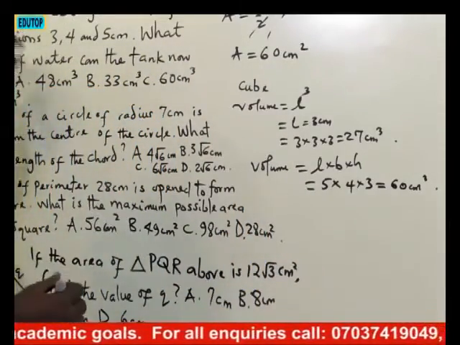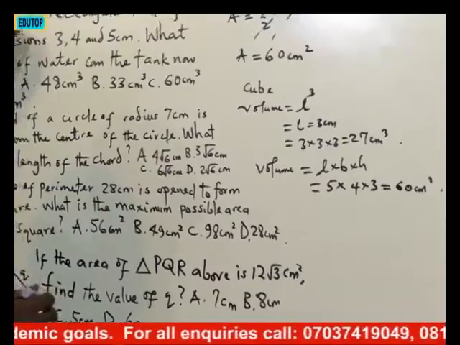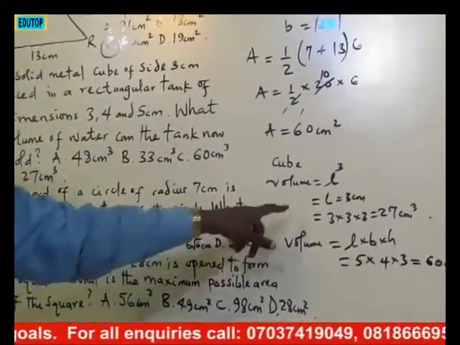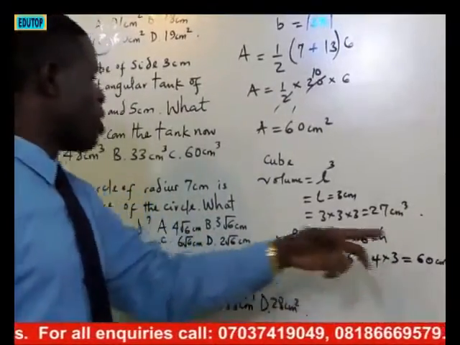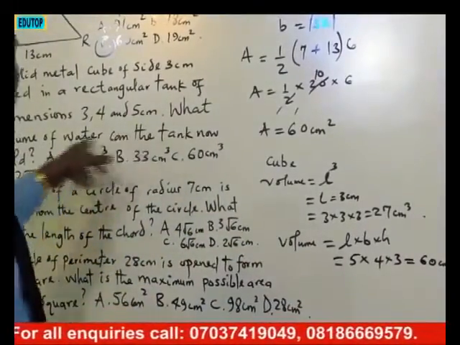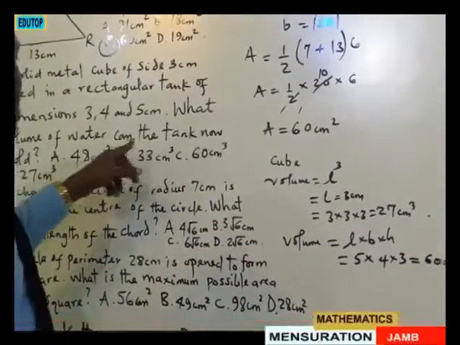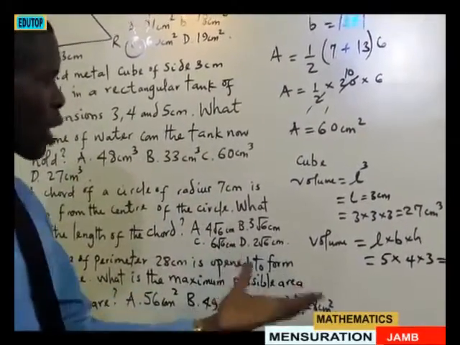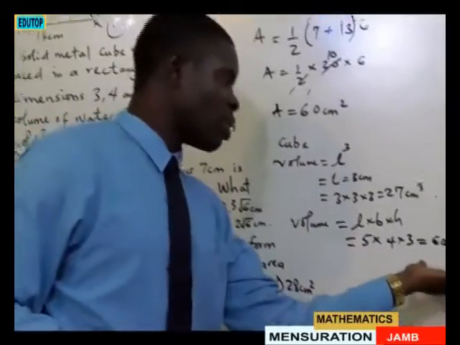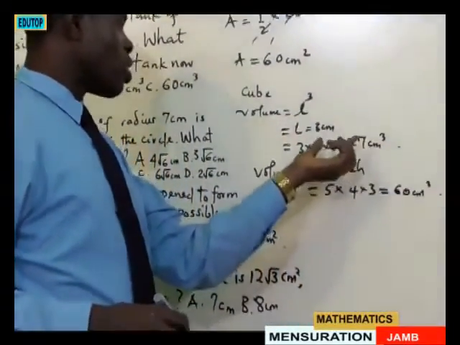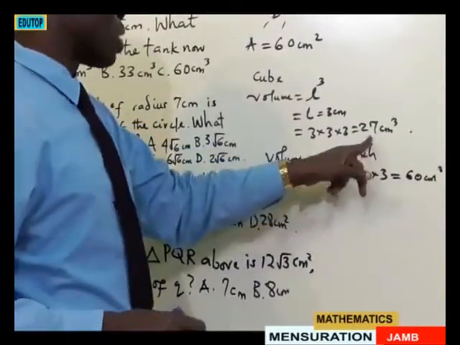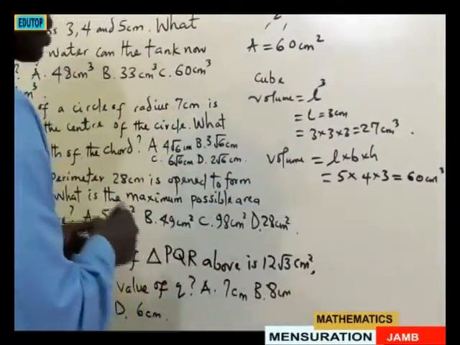Now we are told that a solid metal cube is placed in the rectangular tank. So when you place this cube in this, the question I asked is what volume of water can the tank now hold? So what is the total volume of the tank? 60. What is the volume of the cube that is placed inside the tank? 27.